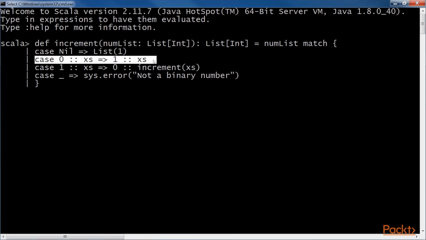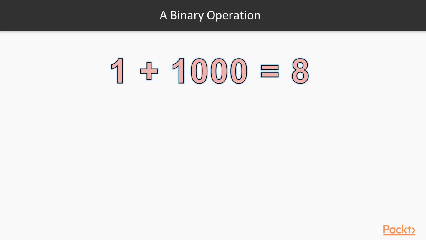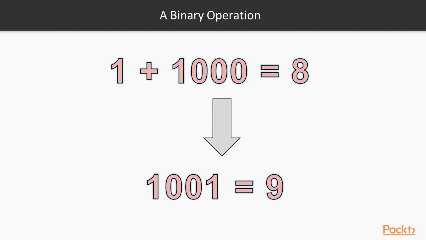The second clause adds 1 to a number that ends in 0. Remember the need for reversal. For example, consider we're adding 1 to any binary number that ends in 0, such as 1000, that is decimal 8. Here, we just replace the LSB 0 with 1, yielding 1001, that is decimal 9.